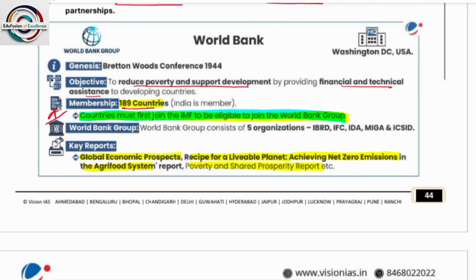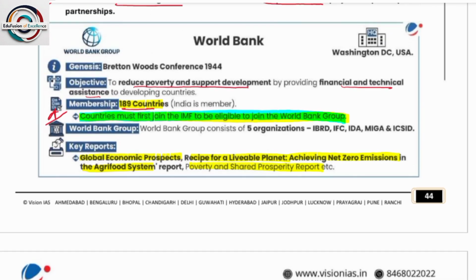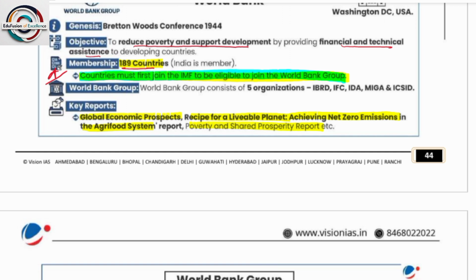The main objectives of the World Bank are to reduce poverty and support development. It has 189 member countries. Countries must first join the IMF to be eligible to join the World Bank Group.